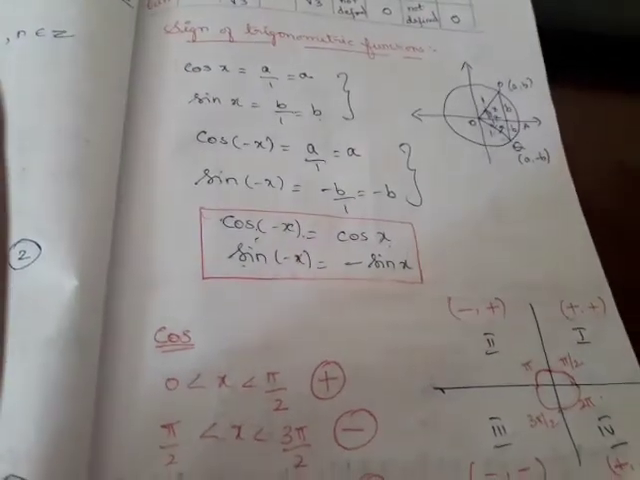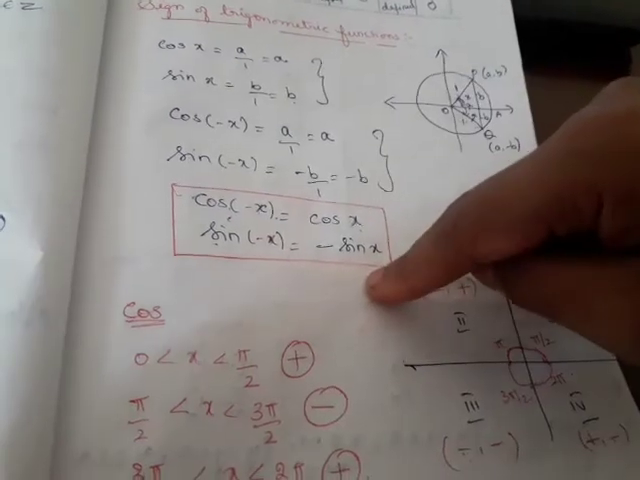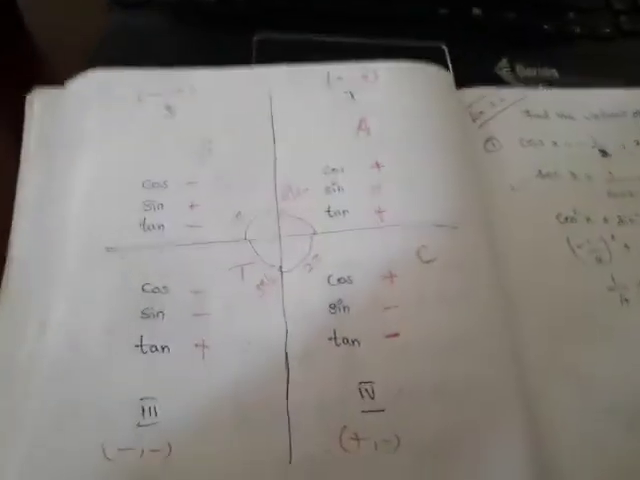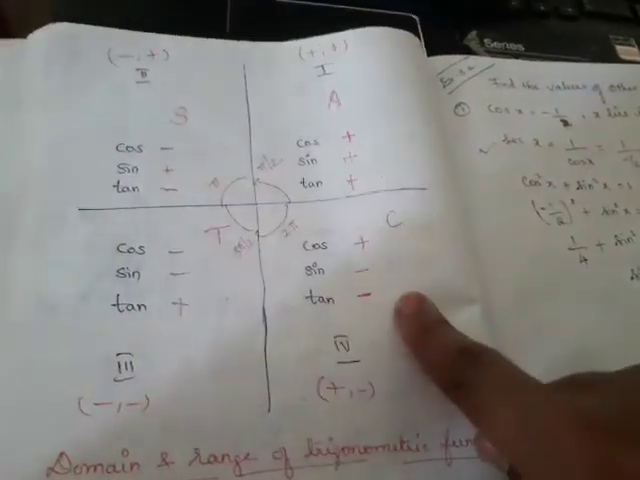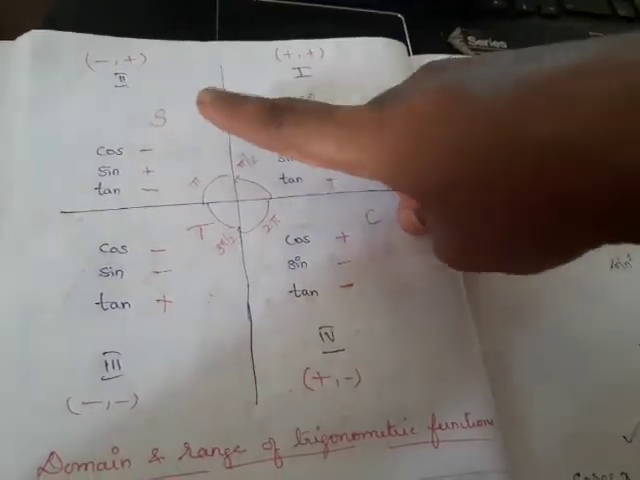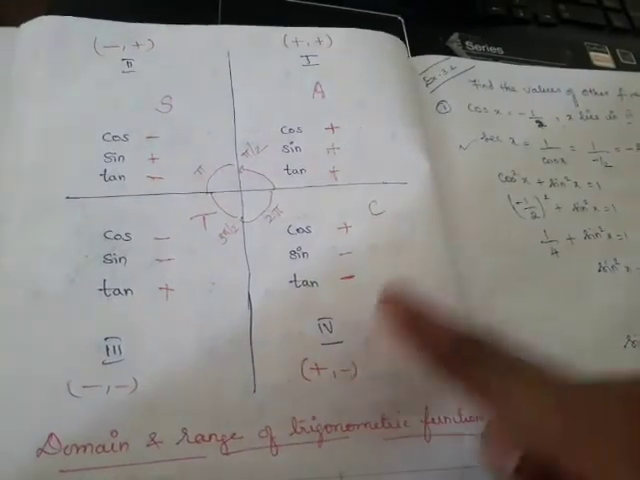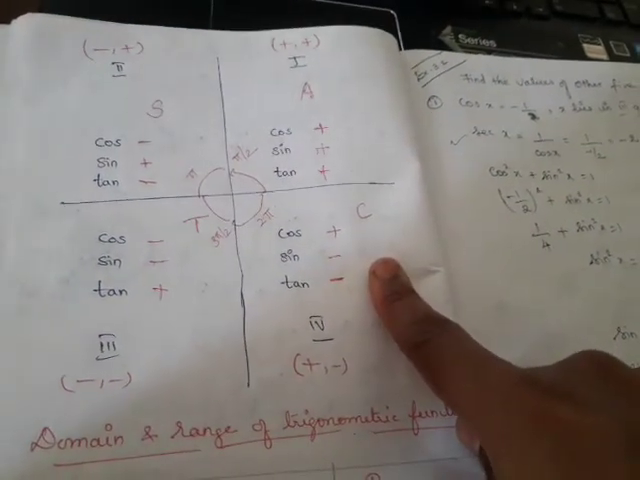So with this, let us wind up today's class. Before winding up, I wish to recall what we learned today and what all the things you have to remember. Cos of minus x is cos x, sine of minus x is minus sine x. These two things you have to remember. Then the signs, all silver teacups. In the first quadrant, all the trigonometric ratios are positive. In the second quadrant, sine and its reciprocal. Third quadrant, tan and its reciprocal. In the fourth quadrant, cos and its reciprocal are positive. Remaining are all negative. This you have to remember.